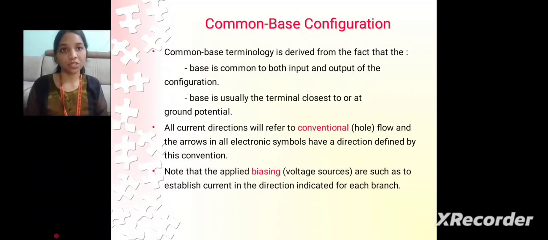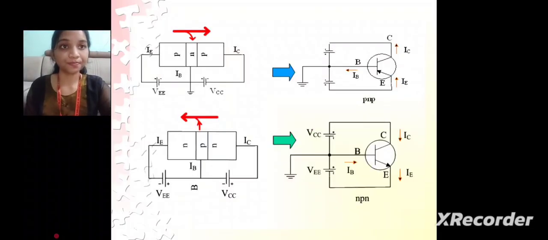Common base configuration. The common base terminology is derived from the fact that the base is common to both the input and output of the configuration. The base is usually the terminal closest to or at ground potential. All current directions will refer to conventional flow, and the arrows in the electronic symbol have a direction defined by this convention. Note that the applied biasing is such as to establish current in the direction indicated for each branch. Next, here we can see the diagrams.